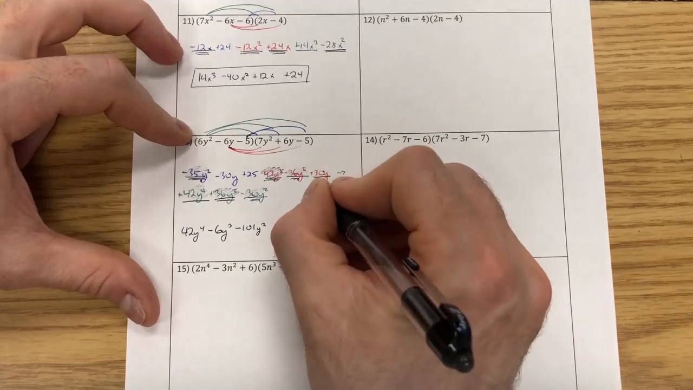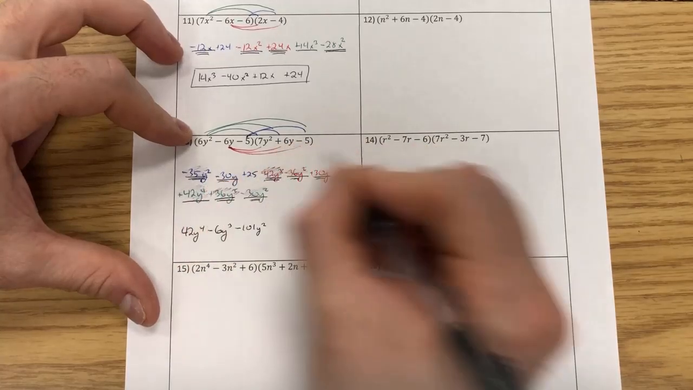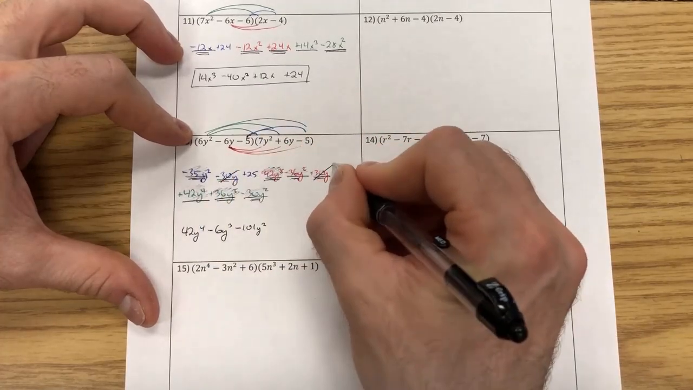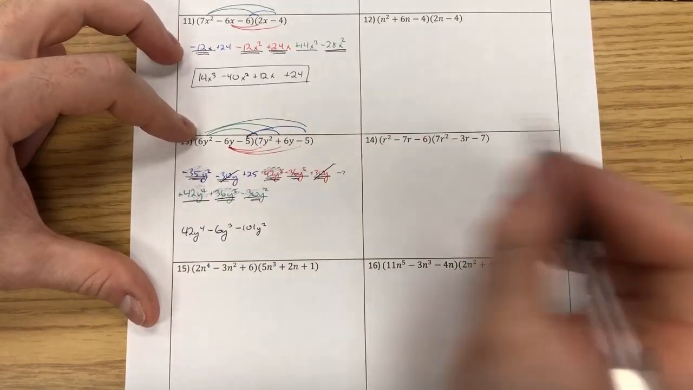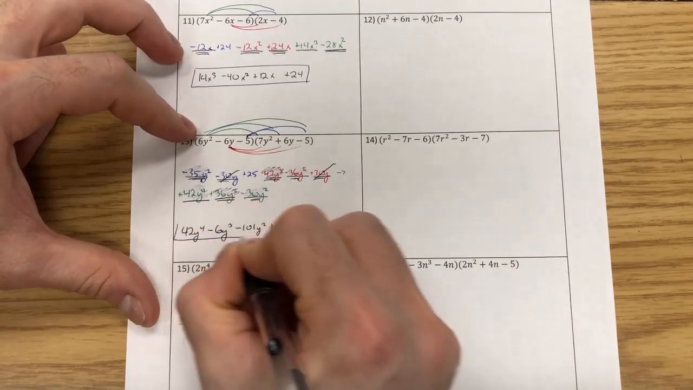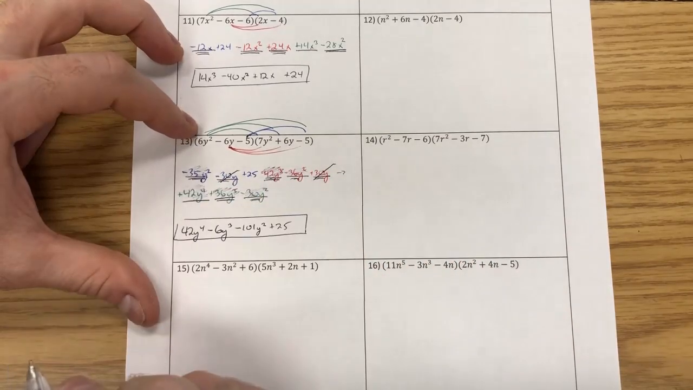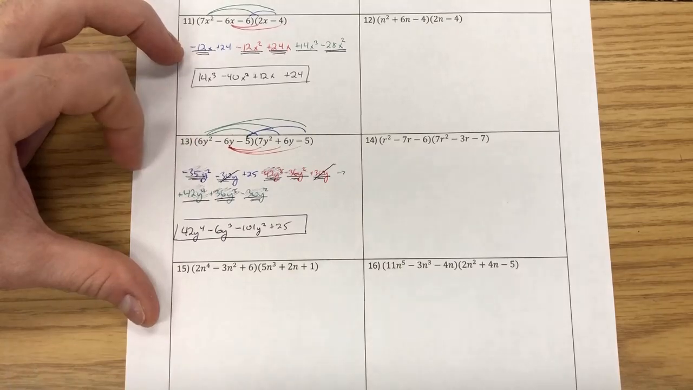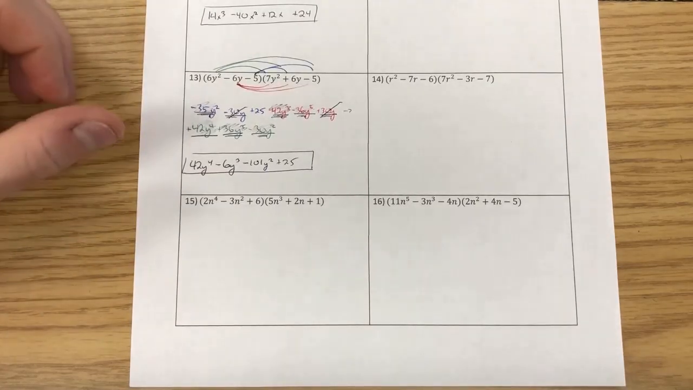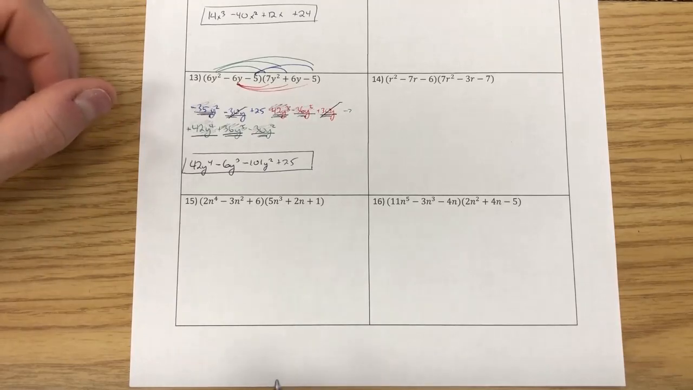Last thing when I'm dealt with, plus 30y minus 30y. Those actually cancel. So I have no y term. I'm left with 25. There we go. And so this combined rather nicely. Sometimes with questions we get ones that don't combine rather nicely, but the math is going to be the same.